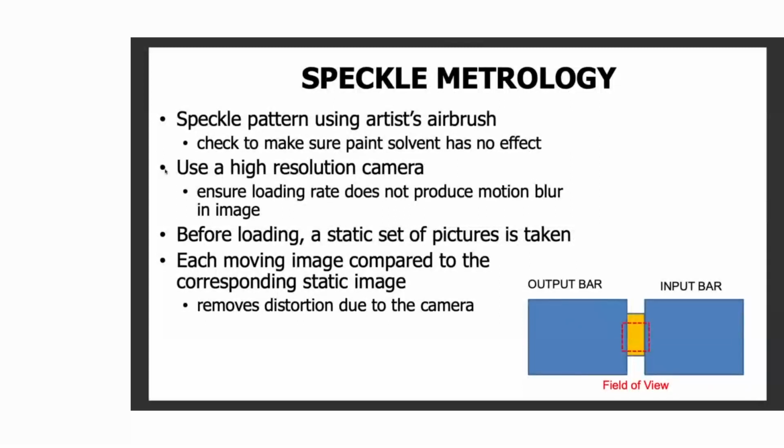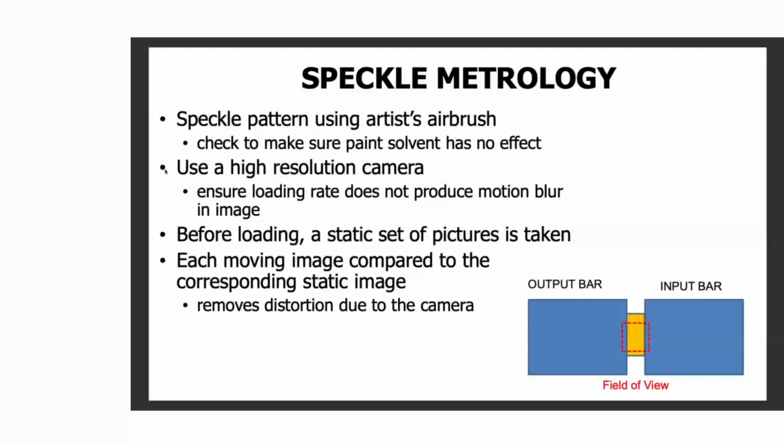So the speckle pattern was produced using an airbrush, and we did the test to make sure that the paint solvent was having no effect upon the composite. We used a high resolution camera, try and get the maximum number of pixels, and we made sure that the loading rate did not introduce motion blur or significant motion blur into the image. And before loading, a static set of images was taken, and we used those as our comparison during the experiment. And this was to remove any distortion due to the optical system, such as the camera.